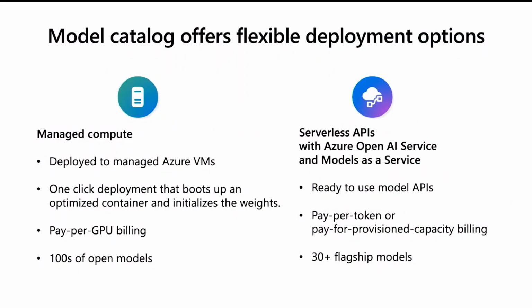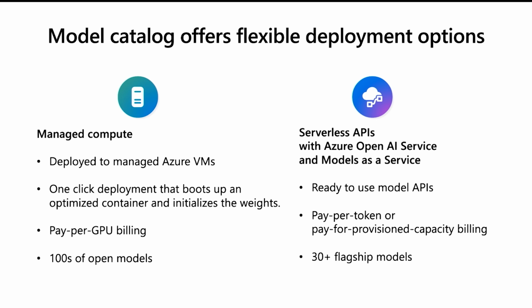So, talking about the different ways of deployment, the one that we just saw was a serverless API option. In the model catalog, there are two ways you can deploy a model. One's called the managed compute, and one's called the serverless API option. With managed compute, the user is responsible for getting their own GPU. So, you basically pay for the VMs per hour, and you're responsible for the quota management, capacity management, and you can use hundreds of open source models with this.